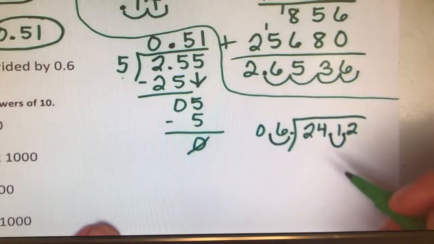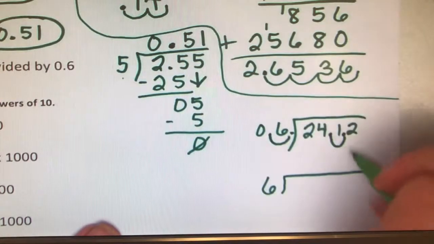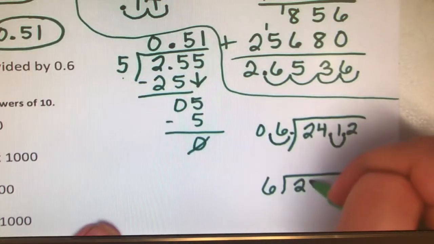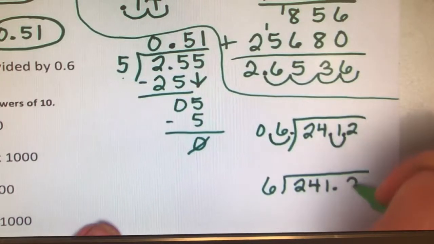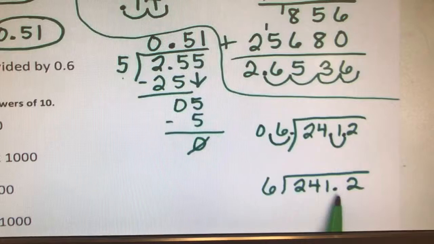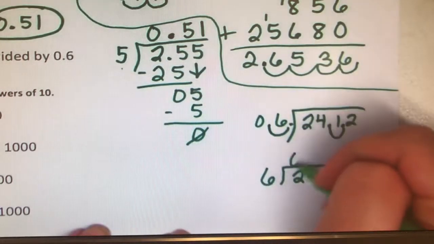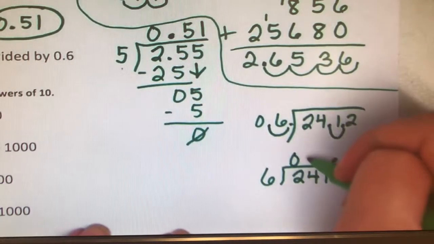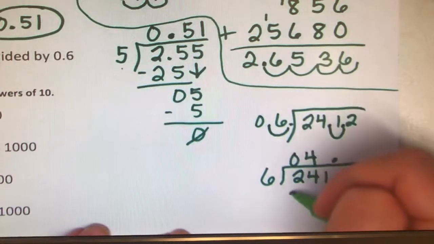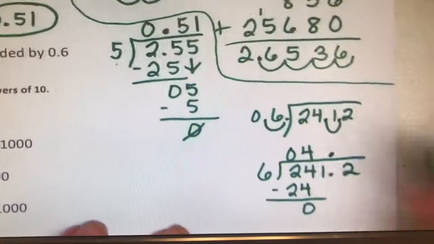So I'm going to rewrite this problem now cleaned up. So this now is just 6. And this new number that we made is now 241.2. See how we've gotten rid of that decimal here, but we had to do it by moving it over here to keep it equivalent. So now I'm just going to float this decimal up. Then I'm going to divide as usual. 6 will not fit into a 2. 6 will fit into 24 4 times. 4 times 6 is 24. 24 minus 24 is 0.